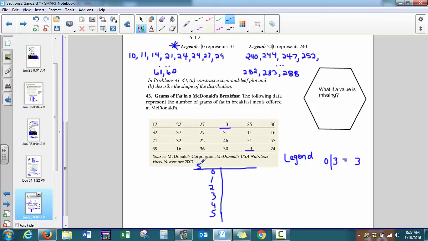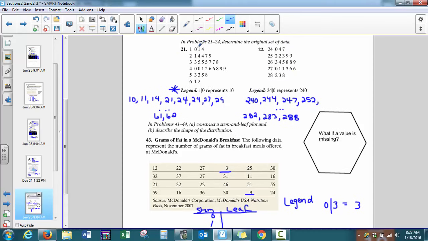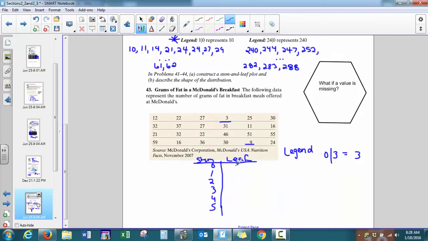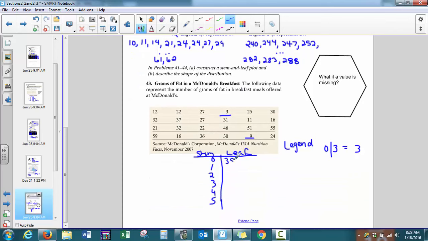Sometimes you will see it written as stem here and leaf here. And looking at your chart, these numbers are in order as well. So it may help you to put the numbers in order first from least to greatest and then create your stem and leaf plot. So we have a 3 and a 9. For 1, we have 12, 16, 11, 16, and make sure your numbers are in order. And continue on.